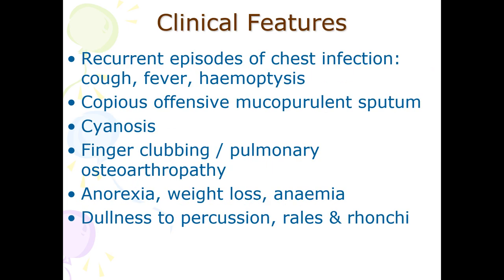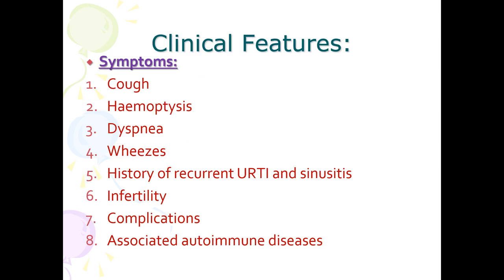Clinical features: recurrent episodes of chest infection, cough, fever, hemoptysis, copious offensive mucopurulent sputum, cyanosis, finger clubbing, pulmonary osteoarthropathy, anorexia, weight loss, anemia, dullness to percussion, rales, rhonchi. Symptoms: cough, hemoptysis, dyspnea, wheeze, history of recurrent upper respiratory tract infection and sinusitis, infertility. Complications: patient may present with complications associated with autoimmune disease.